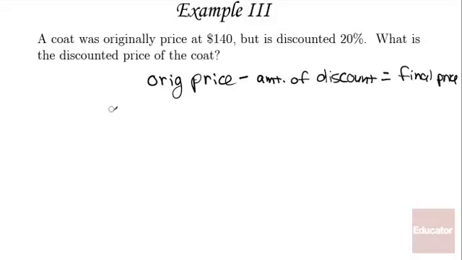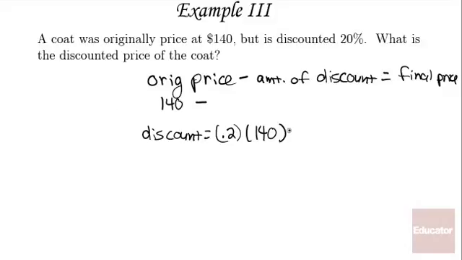The original price is $140, and I'm going to subtract the discount. In this case, the discount is equal to 0.2 times 140, which comes out to $28. So I plug that in above. $140 minus the $28 discount, the final price is $112.